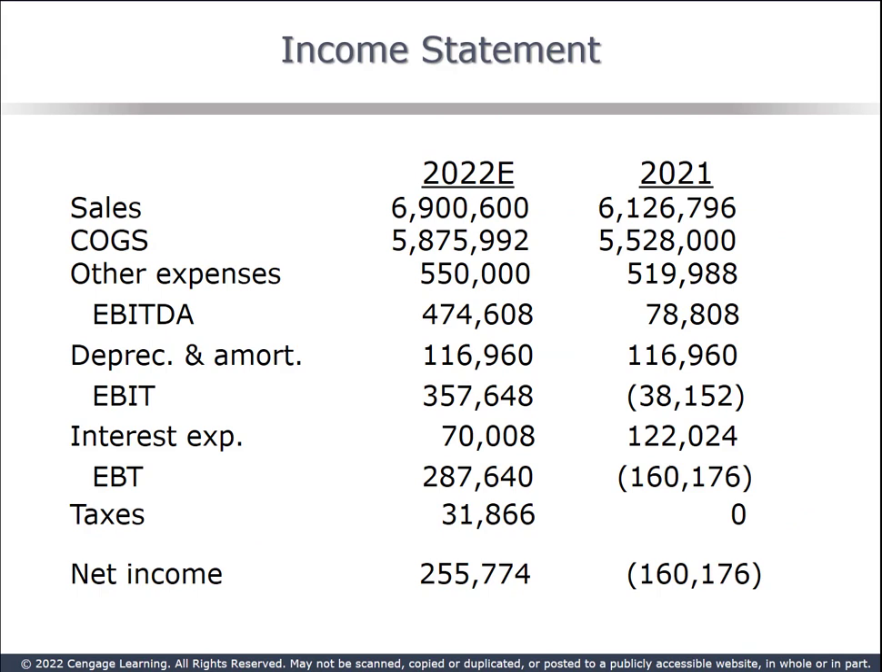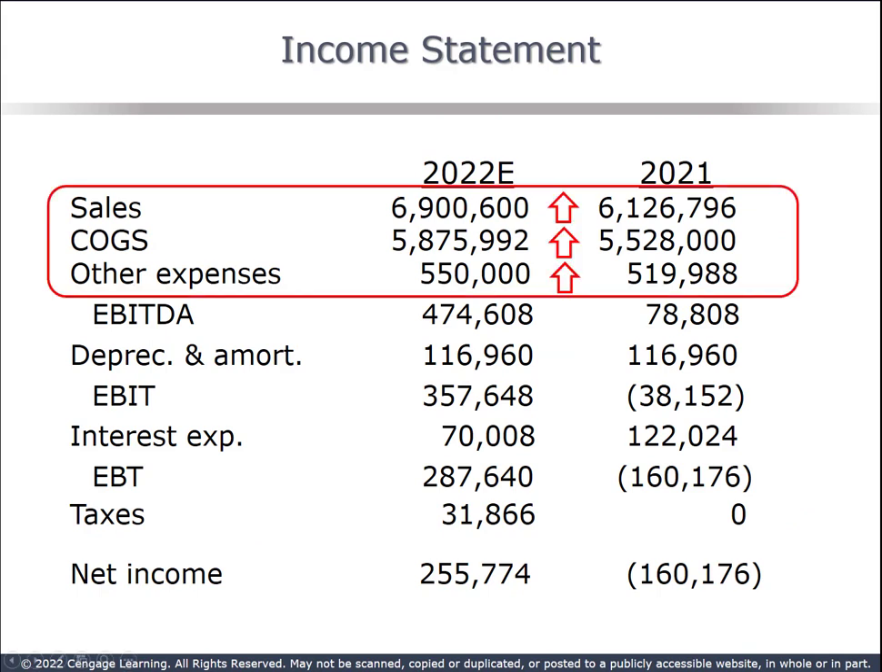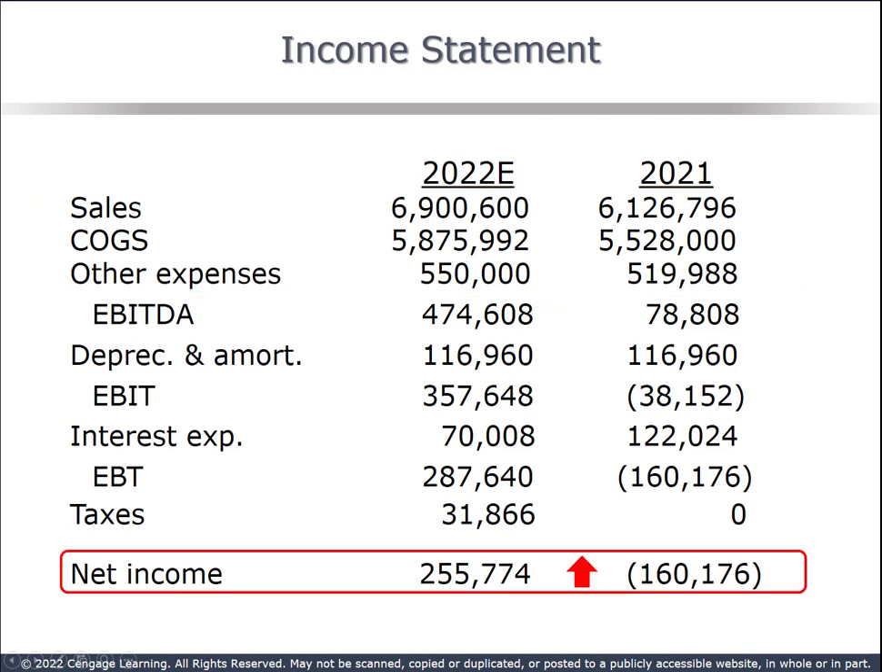On the income side, sales are expected to increase along with cost of goods sold and other expenses. The big change is the bottom line. DeLeon forecasts that they can turn things around in 2022, going from a $160,000 loss to a $255,000 profit.